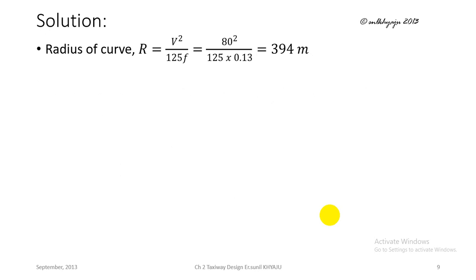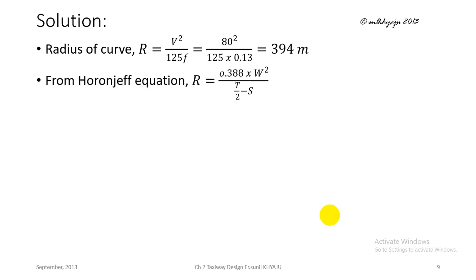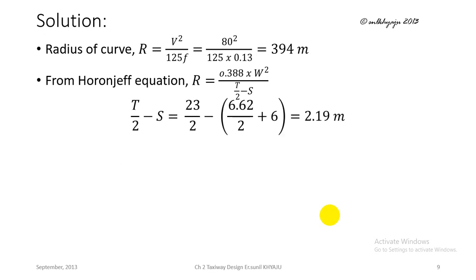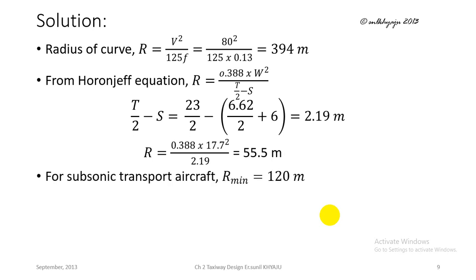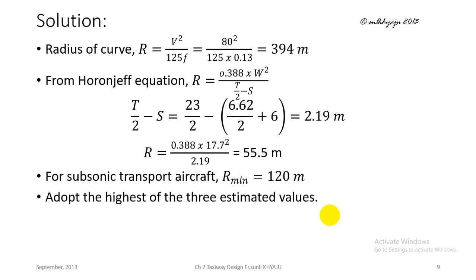Solution: the radius is given by V squared by 125 f and is calculated as 394 meters. From the Horonjeff equation, R equals 0.388 W squared divided by (T by 2 minus S), where T by 2 minus S is calculated as 2.19 meters. Therefore, R is calculated as 55.5 meters. For subsonic transport aircraft, the minimum turning radius of the taxiways is 120 meters. Adopt the highest of the three estimated values. Therefore, the turning radius for the given data is taken as 400 meters.